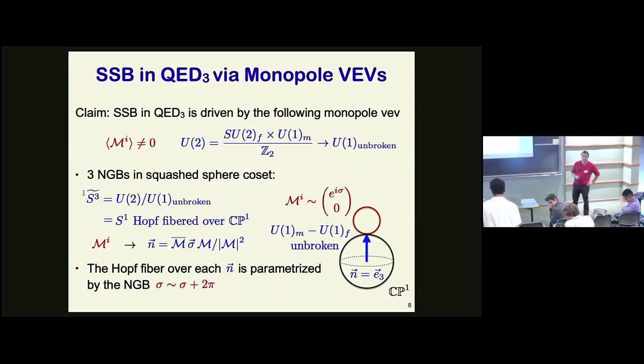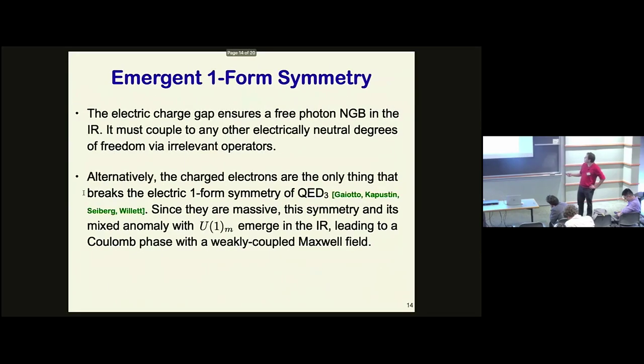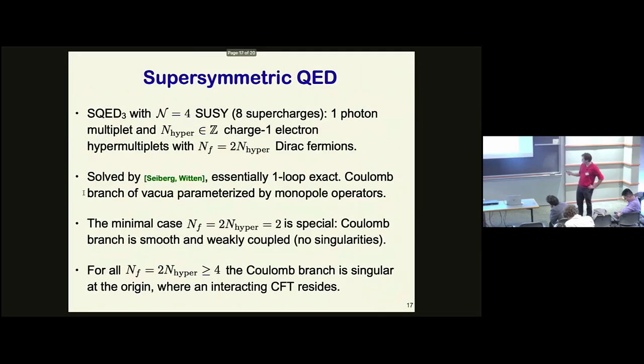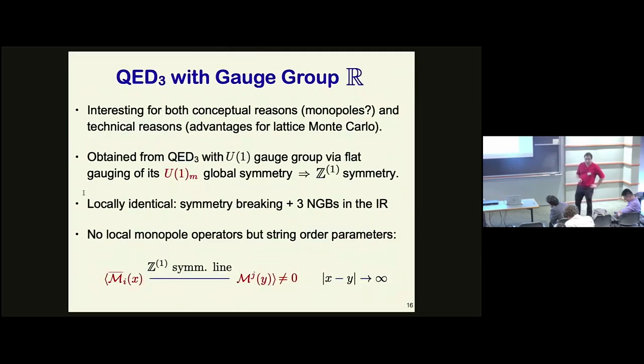I have a question about this R-gauge theory version to understand it better. So if you said it corresponds to flat gauging U1M, if you gauge just a discrete subgroup of U1M, let's say Z2, does it correspond to making the charge of the fermions to be charged 2 and redefining the gauge coupling?